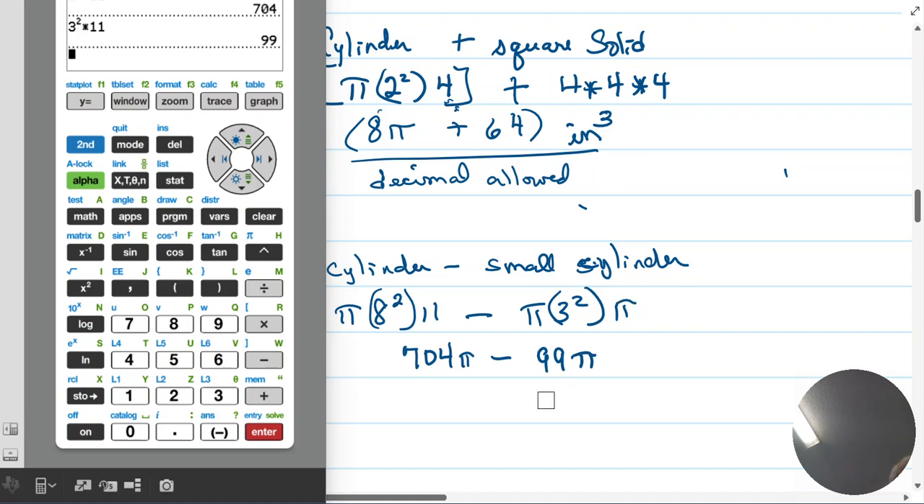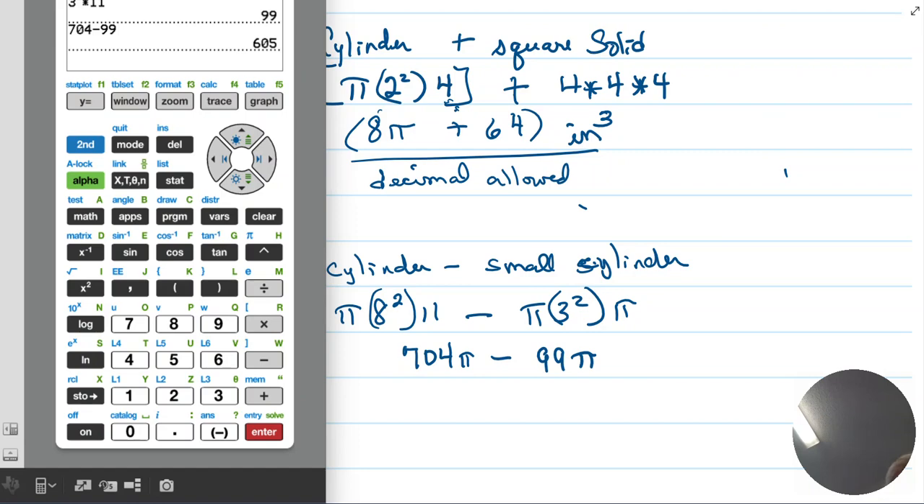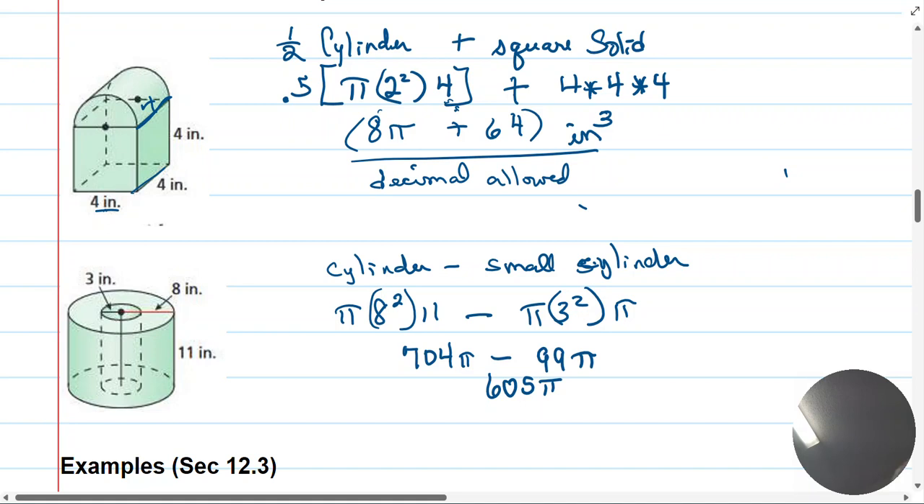So now I'm going to subtract the 704 minus the 99. That's 605. And this guy is in inches cubed. Any questions?